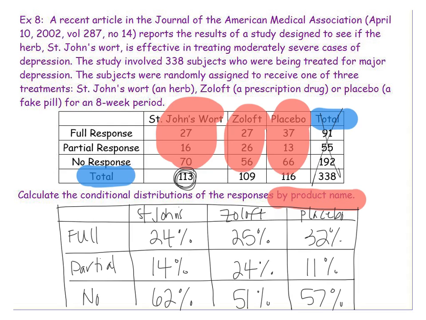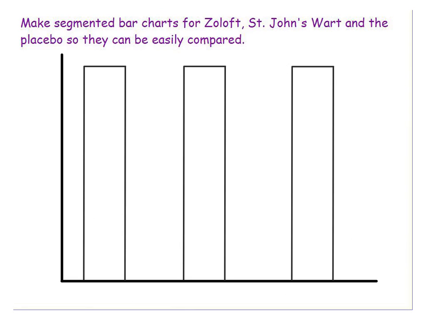So why did I do these? Well, that comes with the next part of the problem. We're going to now make a segmented bar chart for Zoloft, St. John's wort, and the placebo. So you have a very blank grid.